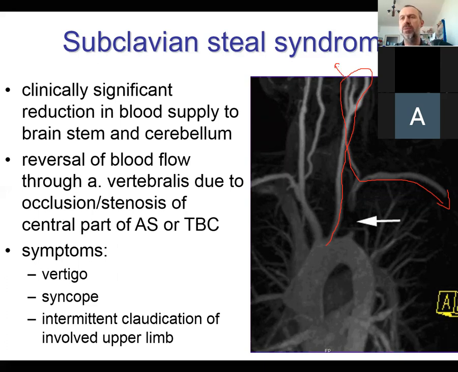Yeah, you can have a vertigo, syncope, or you can feel pain in your upper limbs as there is not enough oxygen. So subclavian steal syndrome is another clinically relevant situation based on knowledge of anatomy.